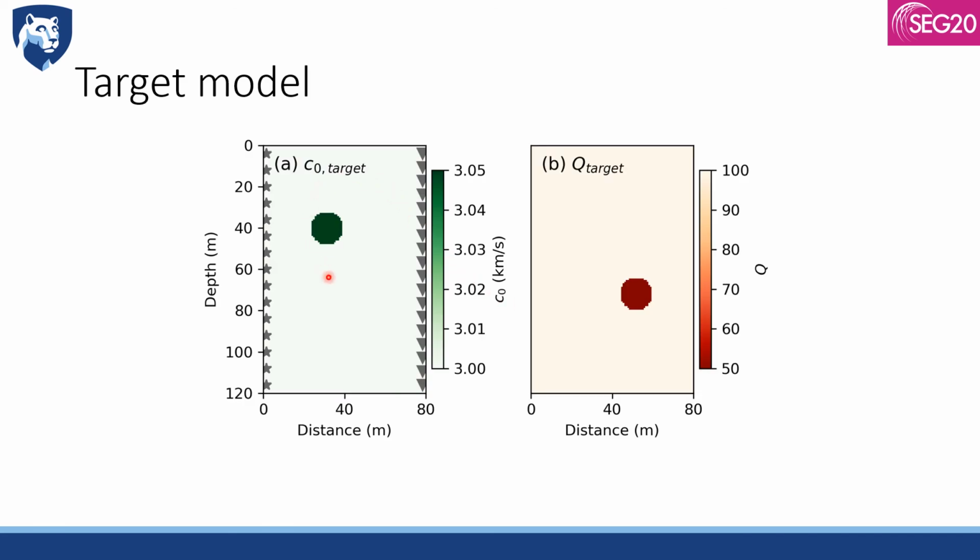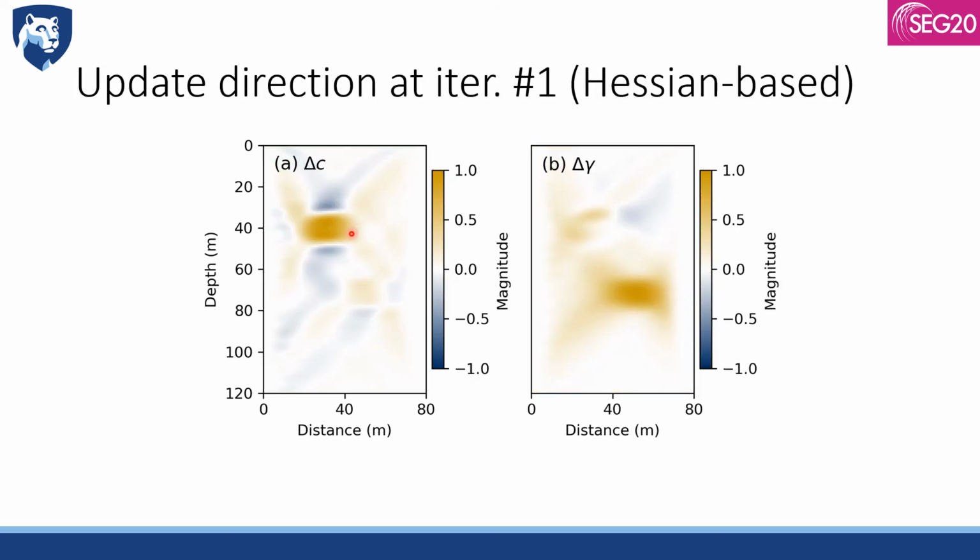Now let's get back to the example I mentioned at the beginning of the talk. Here are the target models for velocity and Q values, with circular anomalies at different locations. When we adopt the Hessian-based method, this is the update direction at the very first iteration. So it is the final product of the inner loop at the first outer loop iteration. Let's compare with the gradient-based method.